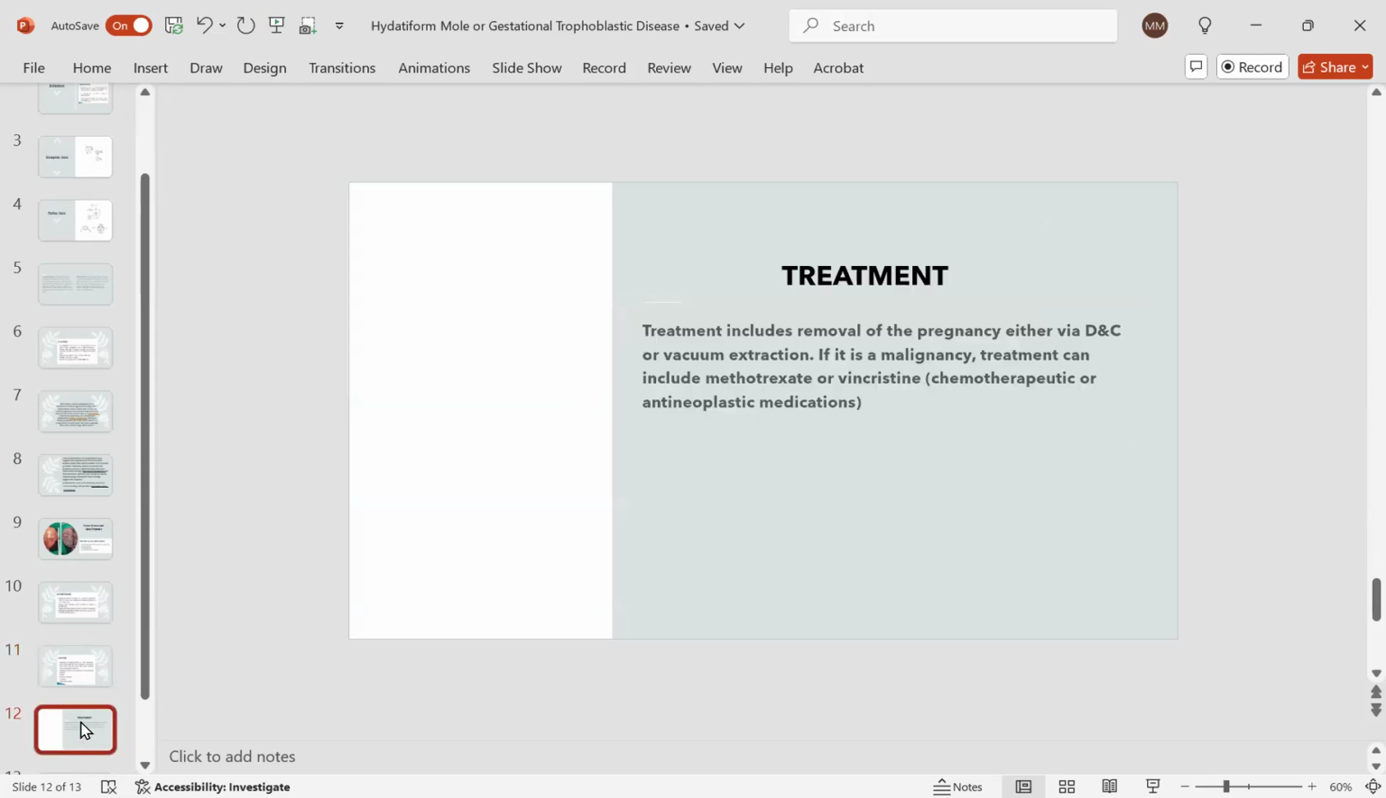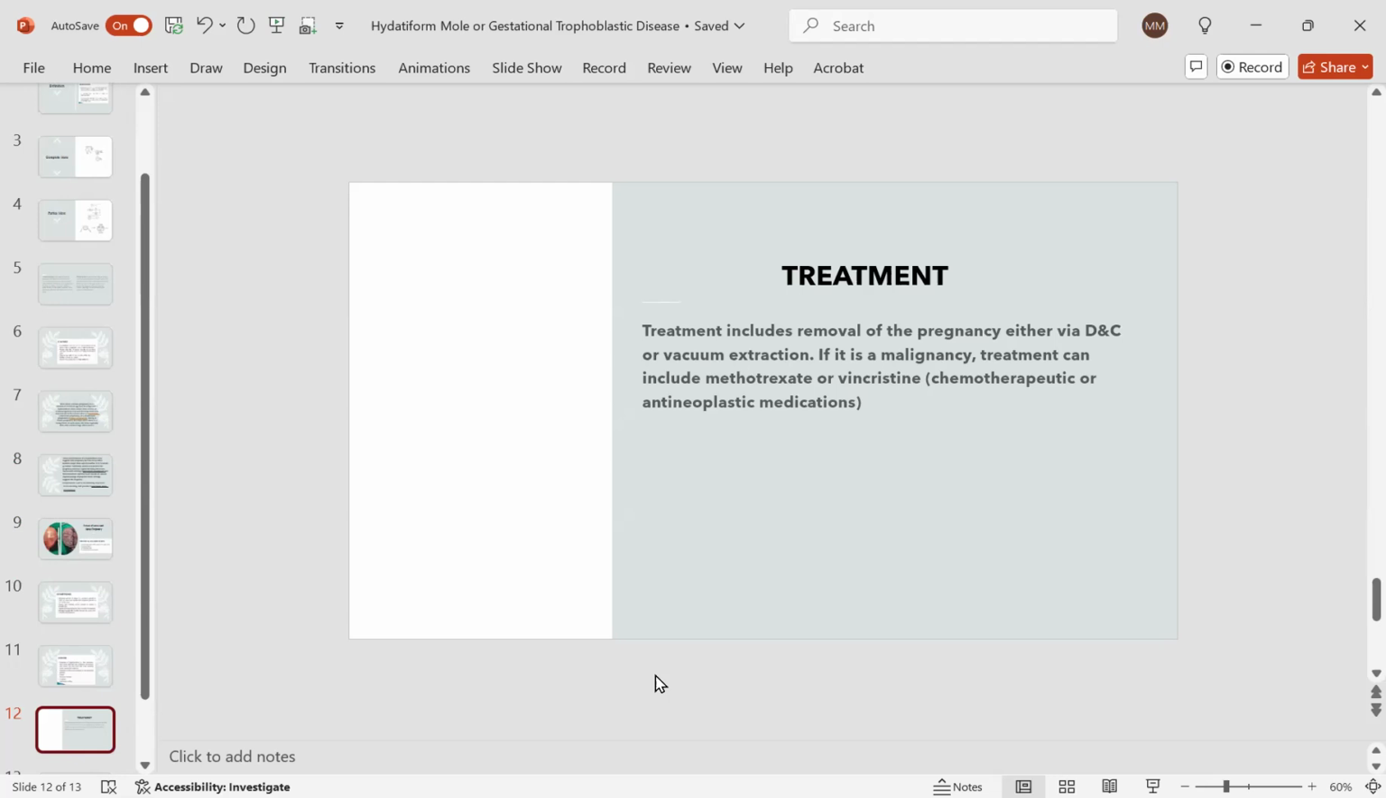What is the treatment? You got to get the pregnancy out. So either a D&C, dusting and cleaning, or it's really a dilatation and curettage, where they dilate the cervix, go in and basically scrape out the contents inside the uterus, or a vacuum extraction, where they dilate the cervix, and then it's almost like a vacuum cleaner. It basically suctions out the contents of the uterus.